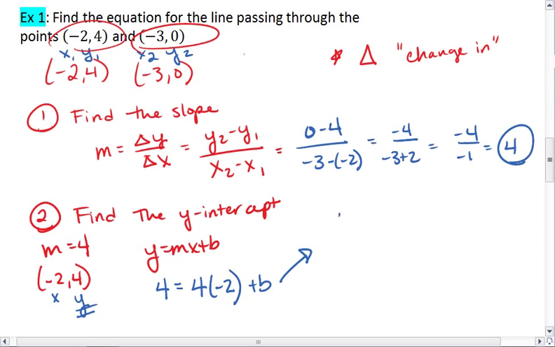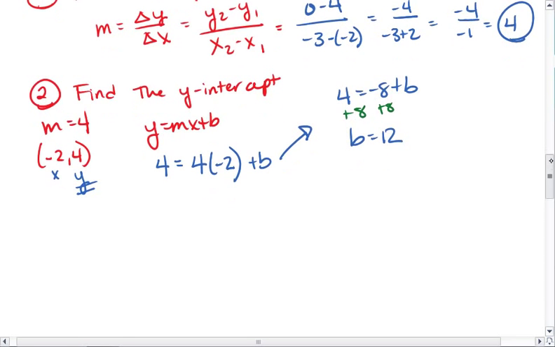We solve, we get 4 equals -8 plus b. Add 8 to both sides. We find that b equals 12. Because we know that m equals 4 and b equals 12, then our equation is y equals 4x plus 12.